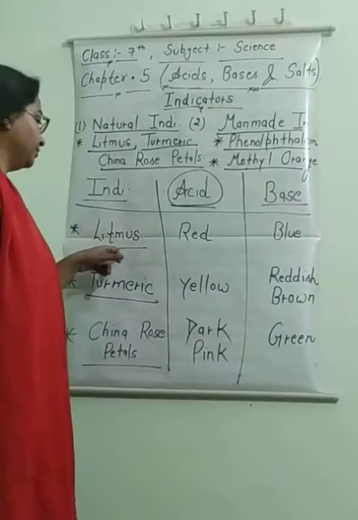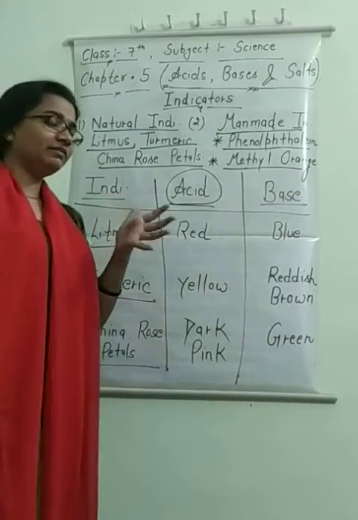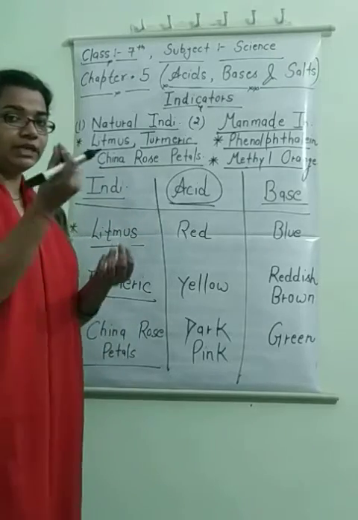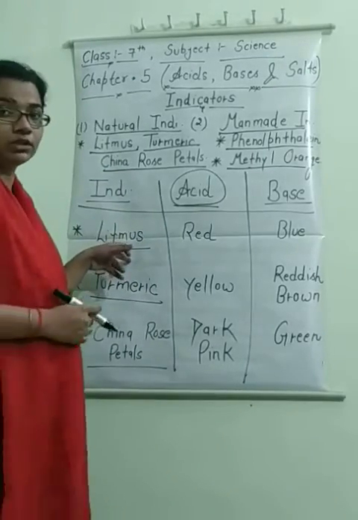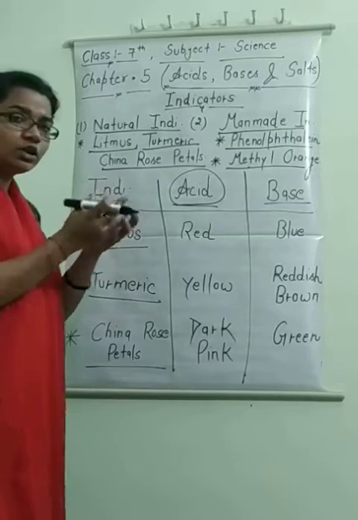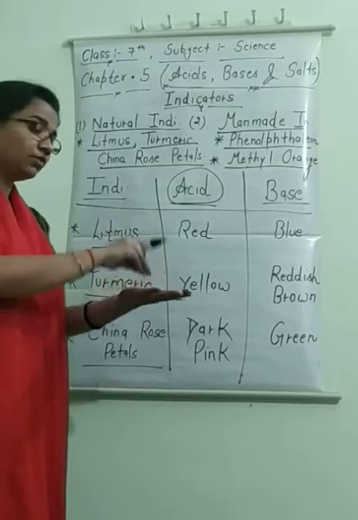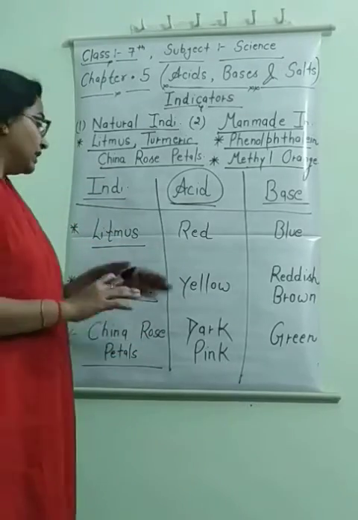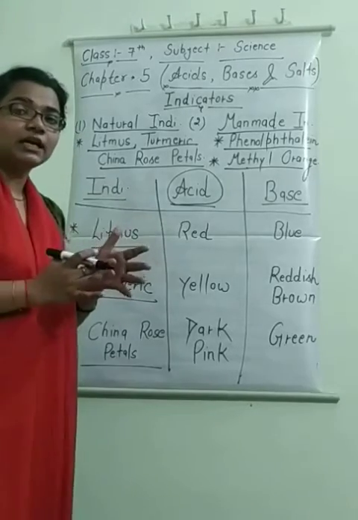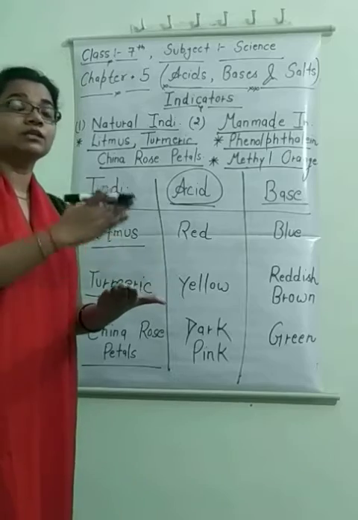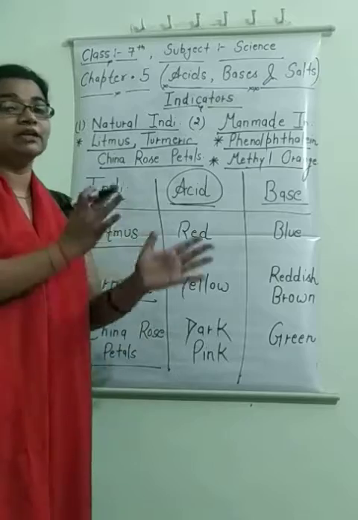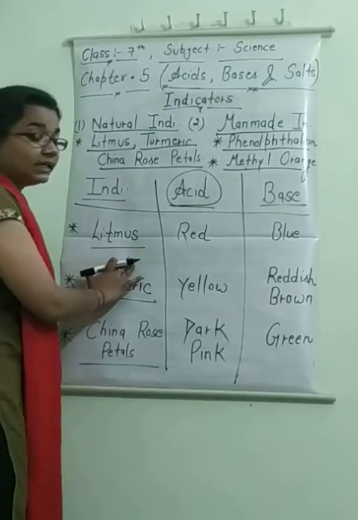Firstly, litmus paper. Actually, it's not a very complicated thing. From the lichen plant we get litmus powder. When we dissolve this powder in warm water or normal water, it gives a purple color. Clear? And when it dries out, we can easily cut it in the form of pieces or paper, so it's known as litmus paper. That's it. And this is a natural indicator.